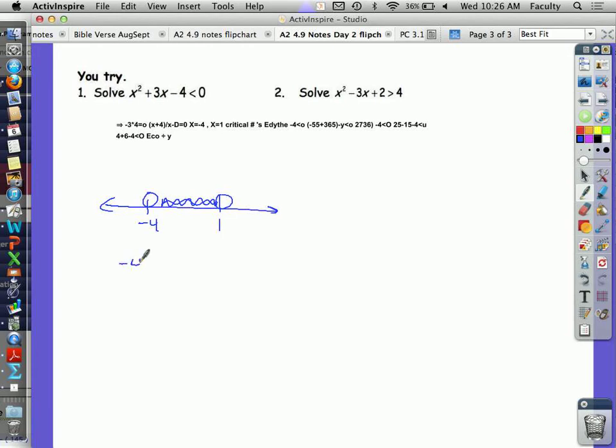So now, if you remember back to Algebra 1, that's -4 less than x less than 1, and that's my solution.